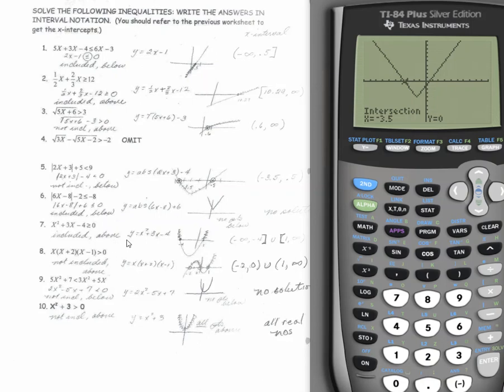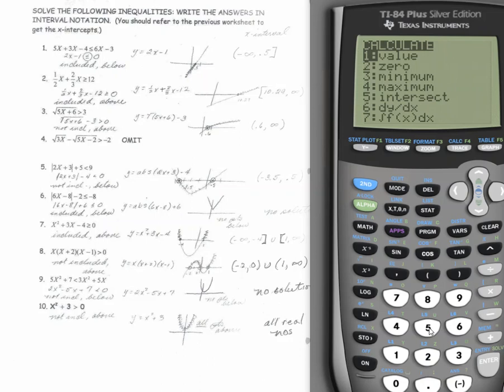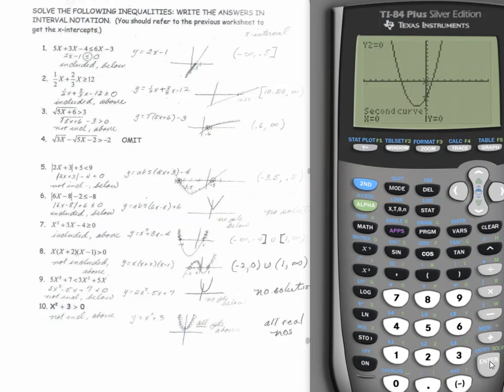All right, number 7. Let's do number 7 because it's a little different. So x squared plus 3x minus 4, and I think that's all we got. Okay, so let's graph. All right, and we are supposed to find where is this greater than or equal to 0? Well, that means this piece and this piece. Let's find the intercepts. Second calc 5, enter, enter, enter.